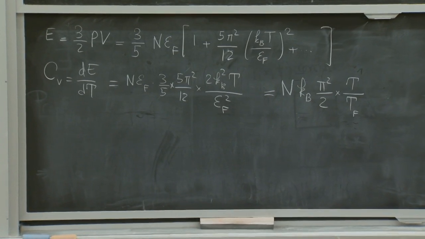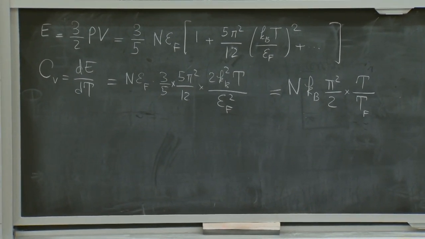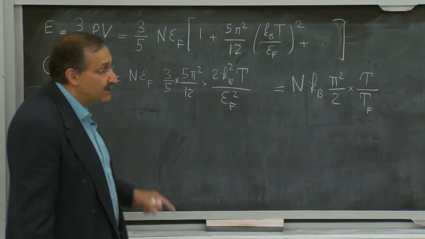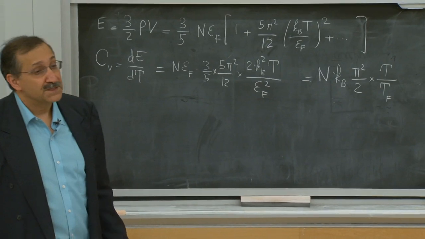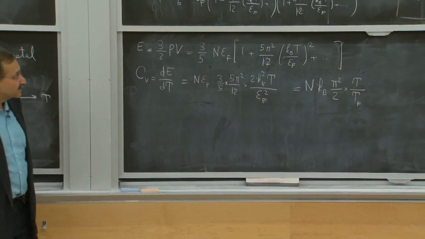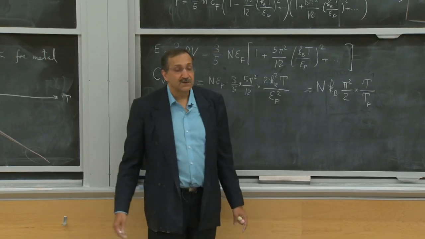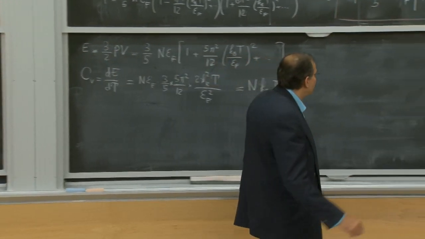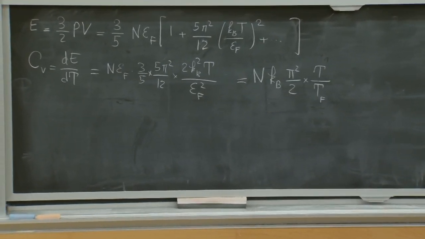So the heat capacity of the Fermi gas goes to 0 as I go to zero temperature, in accord with the third law of thermodynamics, which we said is a consequence of quantum mechanics. So we have this result that the heat capacity is proportional to T over TF.